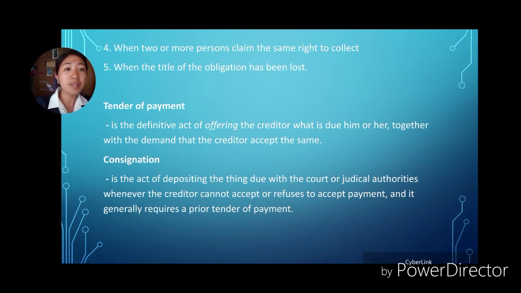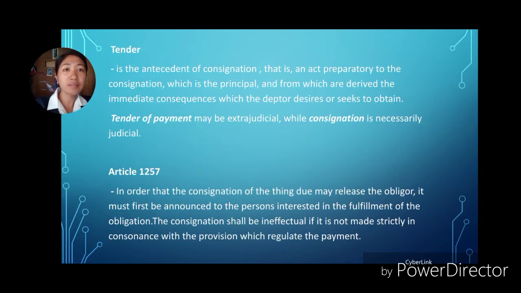Tender of payment is the definitive act of offering the creditor what is due him, together with the demand that the creditor accept the same. Consignation is the act of depositing the thing due with the court or judicial authorities whenever the creditor cannot accept or refuses to accept payment, and it generally requires a prior tender of payment. Tender is the antecedent of consignation, an act preparatory to the consignation, which is the principal act and from which are derived the immediate consequences which the debtor desires or seeks to obtain. Tender of payment may be extrajudicial, while consignation is necessarily judicial.